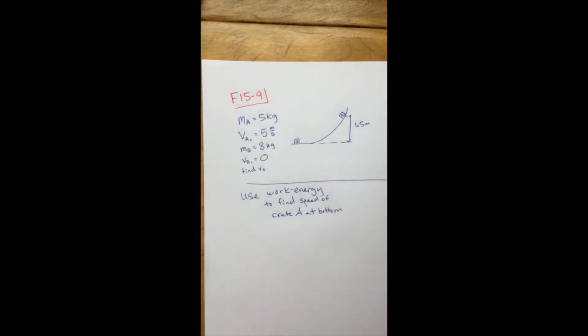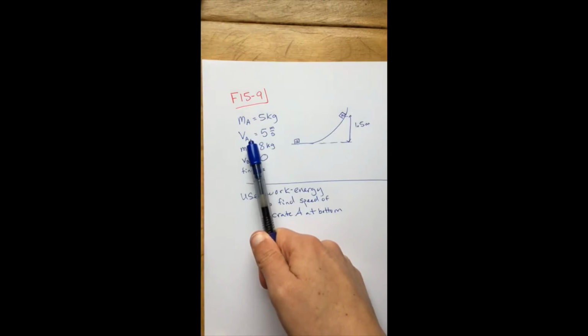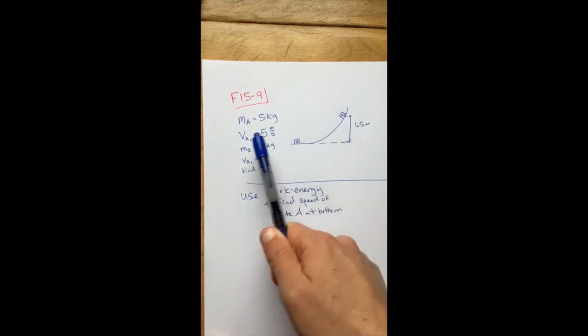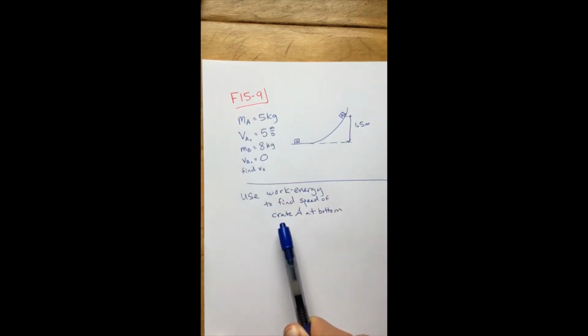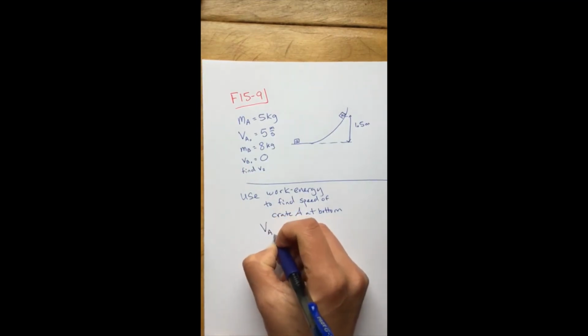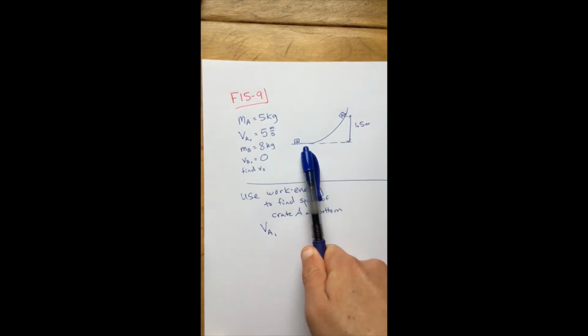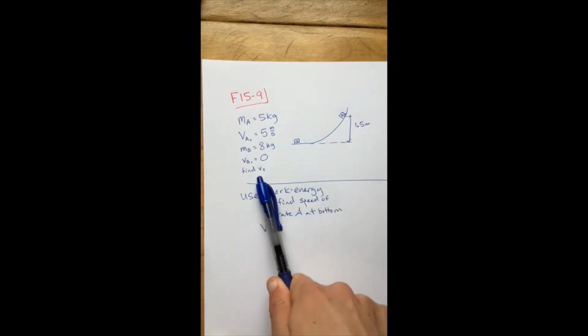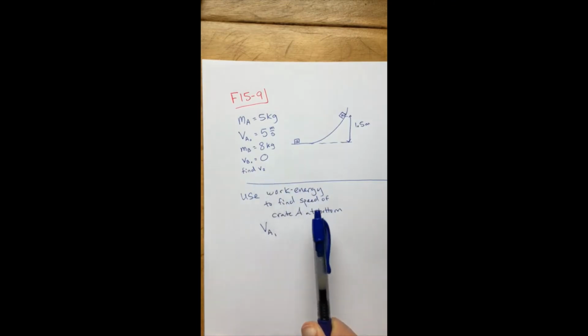Okay, now I called the initial velocity of crate A when it starts at the top VA0, and I'm going to call the speed that I'm looking for now, which is the speed of the crate at the bottom of the incline, VA1, and that means I'm looking for V2, which is the speed after the crates couple together.